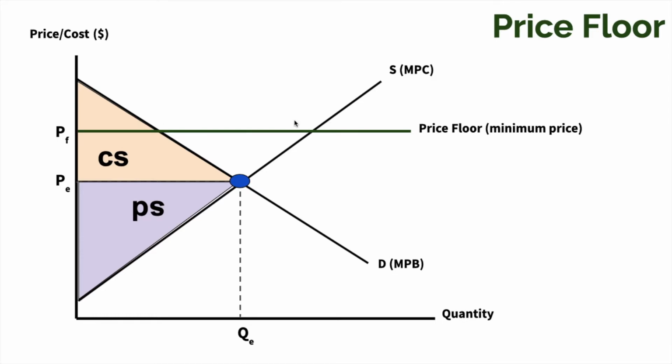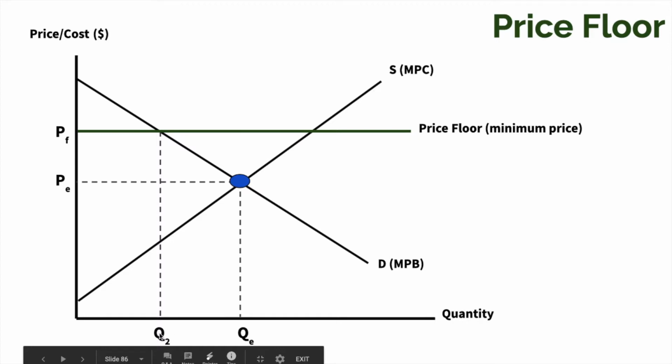And when that happens, think about how this is going to affect everybody. The consumers from here to here, this portion of the demand curve, whereas they were willing to pay P sub E, they're not going to pay P sub F. And so as a result, consumer surplus and the quantity in the market are both going to be limited. Consumers are not going to purchase as much of this good, and they'll only buy Q2 instead of QE.